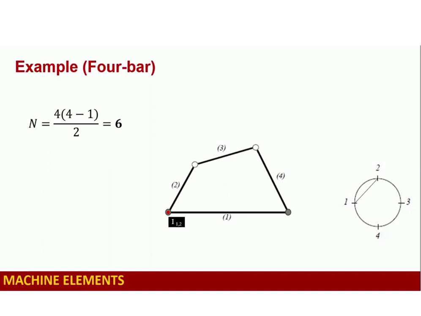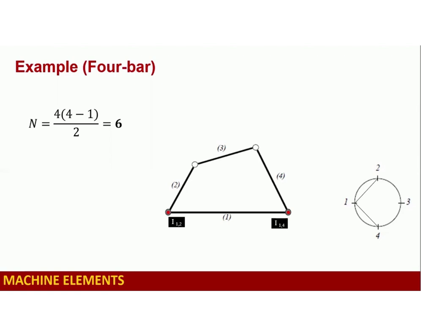The next one is the intersection of link 4 and link 1. Thus, we have instantaneous center I14. So in your instantaneous center circle, you connect 1 and 4. So these are our permanent or fixed instantaneous centers.